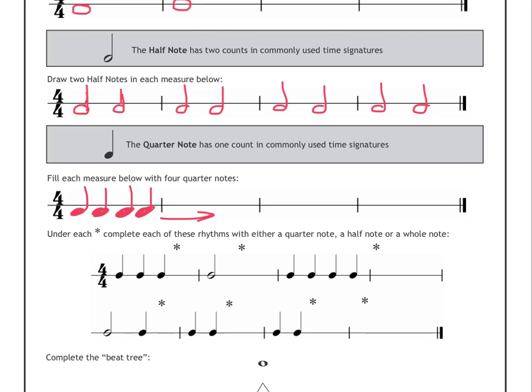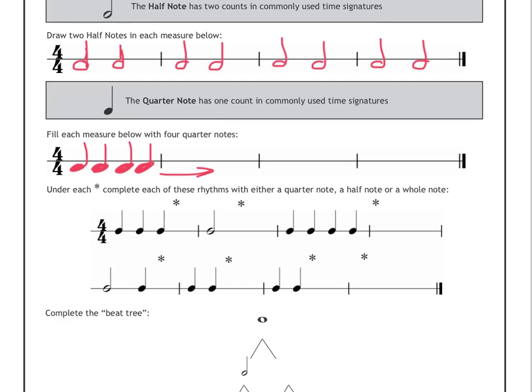Quarter notes at this speed will go exactly the same speed as the clicks you're hearing. So in 1, 2, 3, 4, you get ta, ta, ta, ta, 1, 2, 3, 4. Every single beat gets a new articulation of the note. Now at the bottom, a few little exercises.